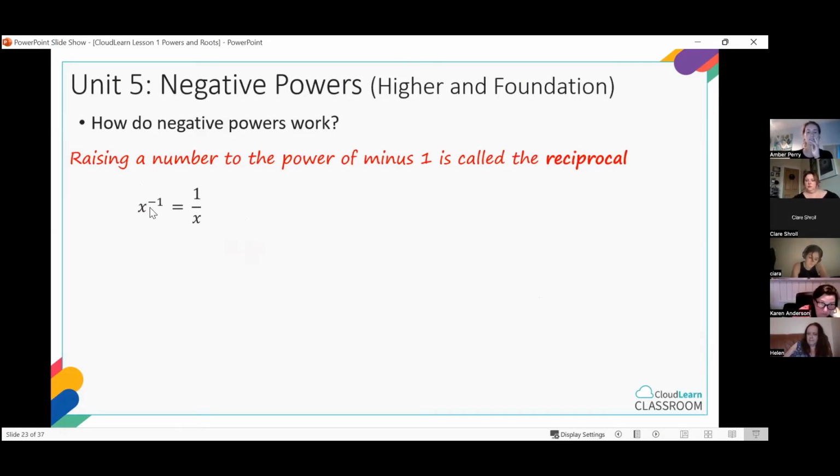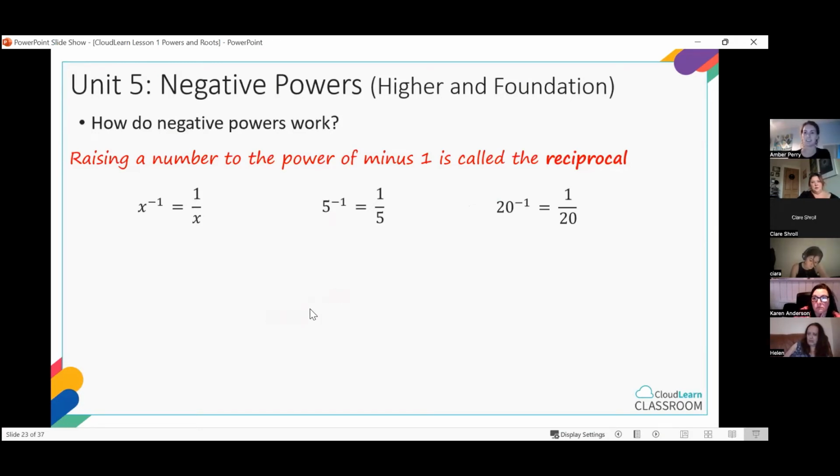So it looks like this. X to the power of -1 is 1 over x. In number terms, 5 to the power of -1 is 1 over 5. 20 to the power of -1 is 1 over 20. So raising a number to the power of -1 is called the reciprocal. 100 to the power of -1 is 1 over 100.